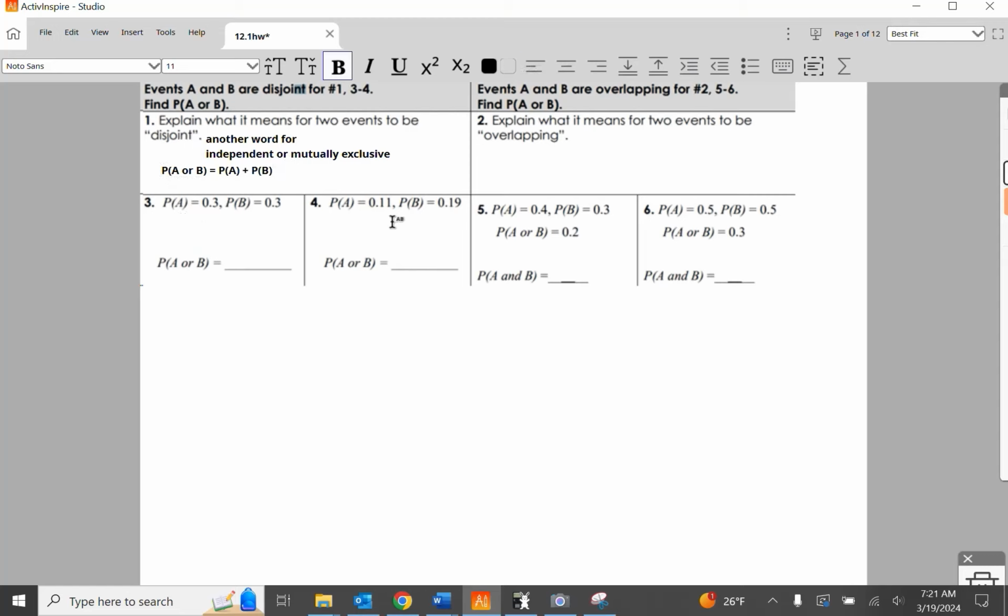So if I was going to do either one of these, if I want to know what the probability of A or B was, maybe on number 4, I would just do 0.11 plus 0.19, and I would get 0.3. Seems legit.